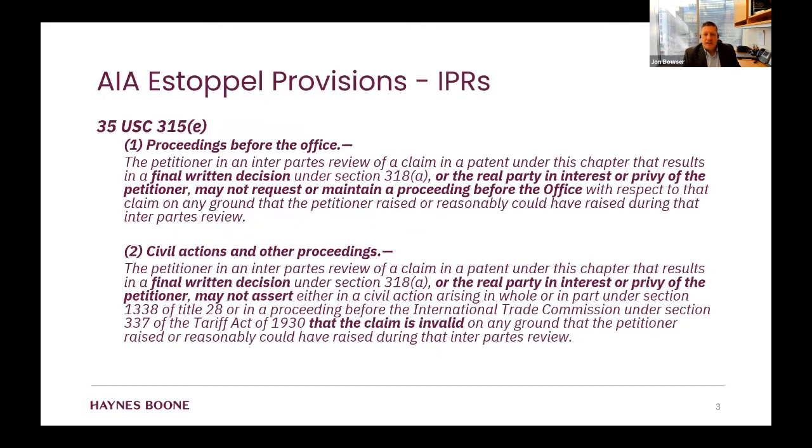So this slide is a reproduction of the statutory estoppel provisions for RPIs, okay? There are two provisions I want to cover. First is 315(e)(1), and this applies in proceedings before the patent office. This applies for proceedings like IPRs and re-exams. IPRs are commonly filed when a party is sued for infringement. There are usually two defenses, one of which is I didn't infringe, and second, that even if I did infringe, the patent shouldn't have issued in the first place.